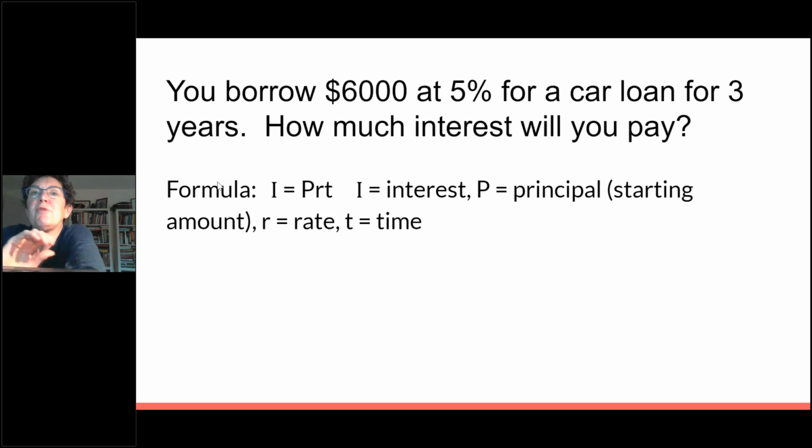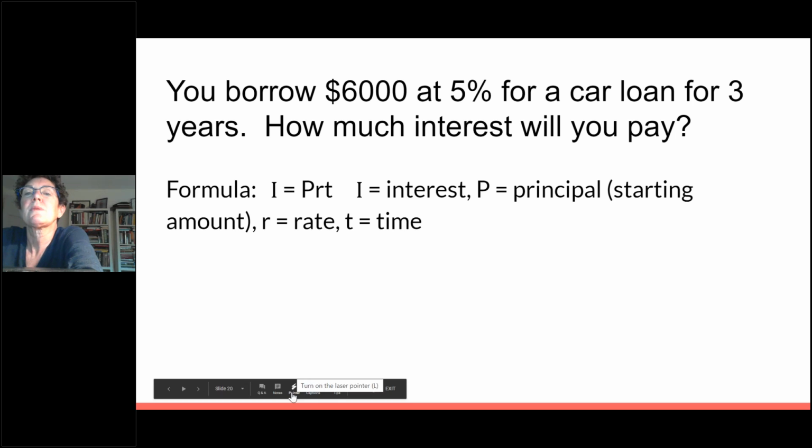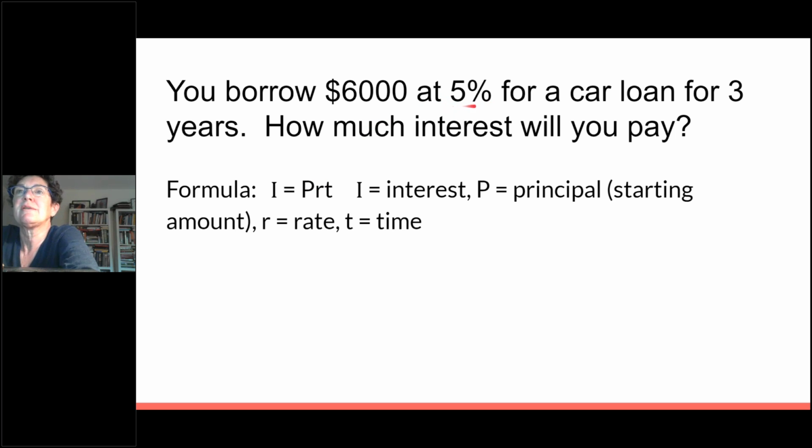Remember that the formula that you use is interest equals principal, which is the starting amount, times the rate, times the time. So the formula for interest is interest, that's the I, equals the principal, which is the starting amount, times the rate, which you can think of as you're paying at a rate of 5%. So 5% is your rate. And then the time, how long do you have to pay this loan back?